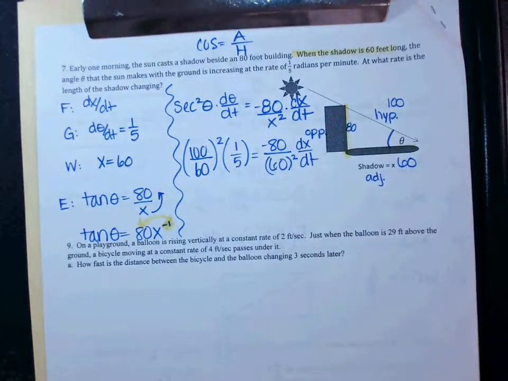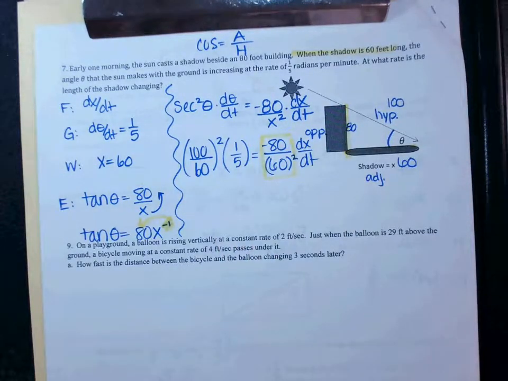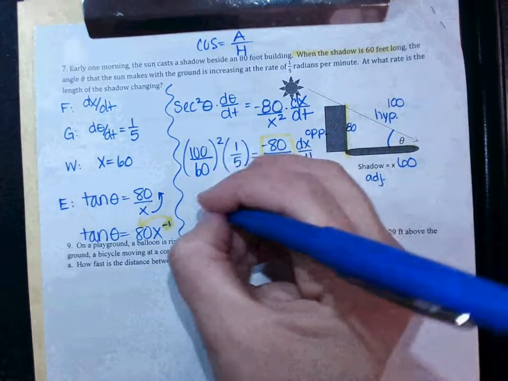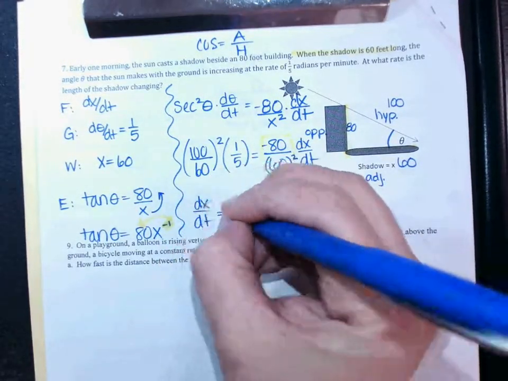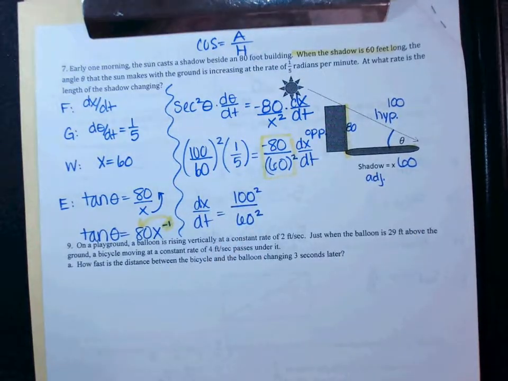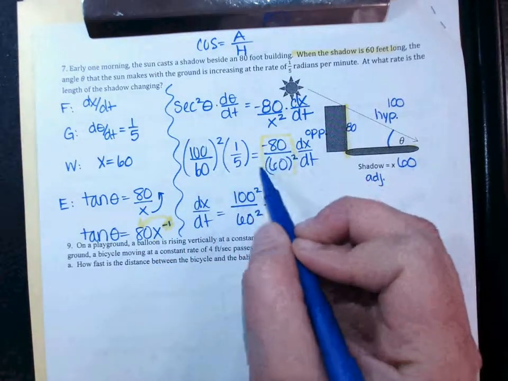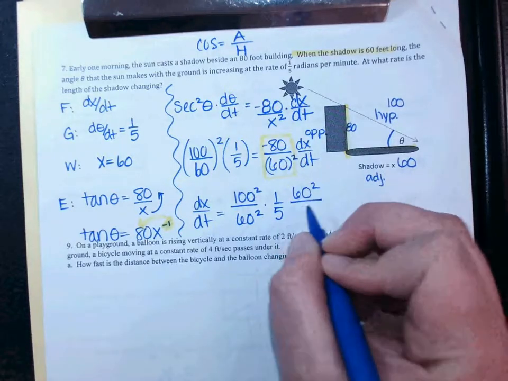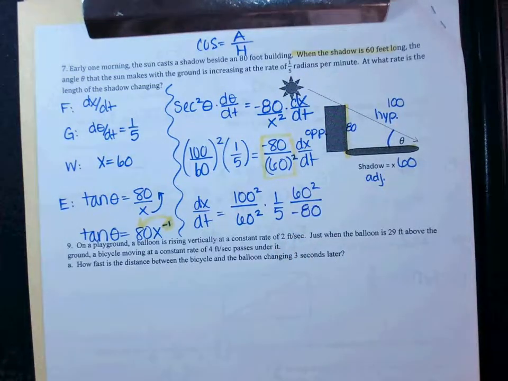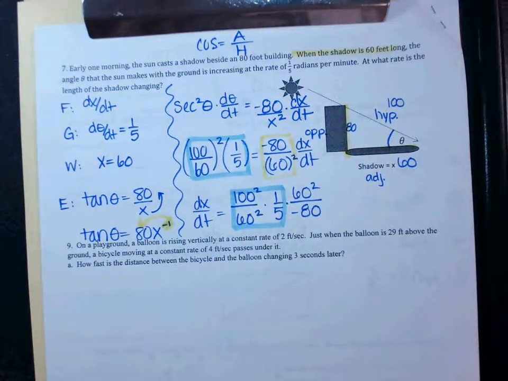Now think about, if I want dx dt by itself and I have a fraction in the front, how do I get rid of it? Reciprocal it on the other side. So I'm just going to put dx dt equals, I would have the 100 over 60 squared. I'm going to square both of those separately, times the 1/5, so that's just this side. But then this side, remember, I have to flip. So I'm going to have a 60 squared on top, a negative 80 on bottom. Okay, and all of these are multiplied. So do y'all see where everything ended up? Okay, this blue stuff stayed exactly the same, but the yellow thing flipped to go to the other side.